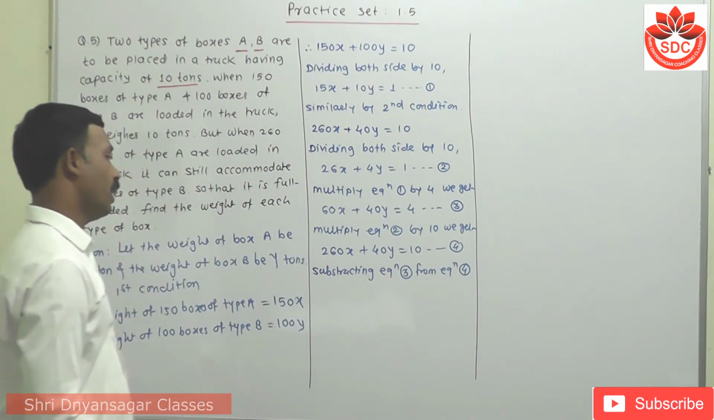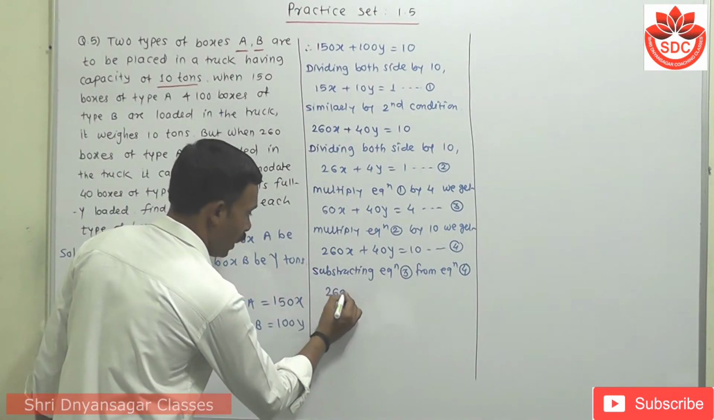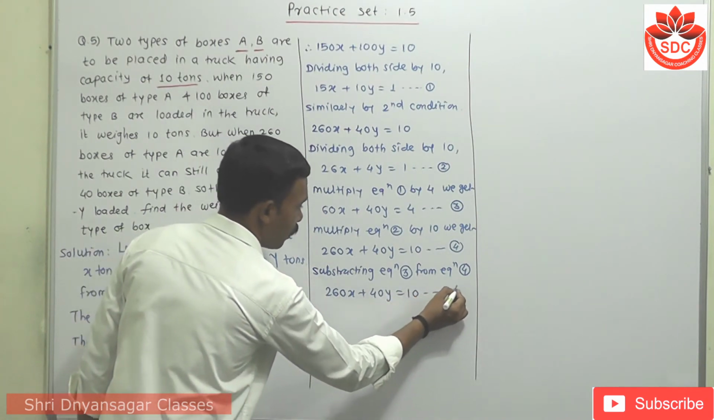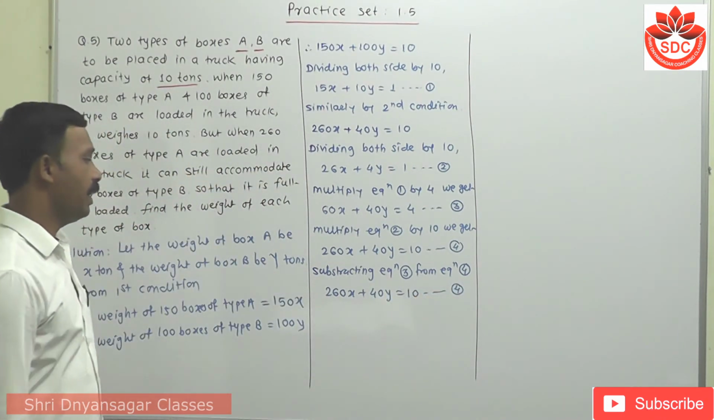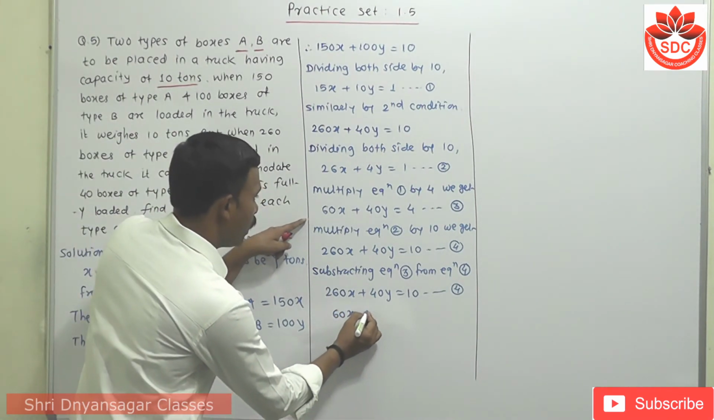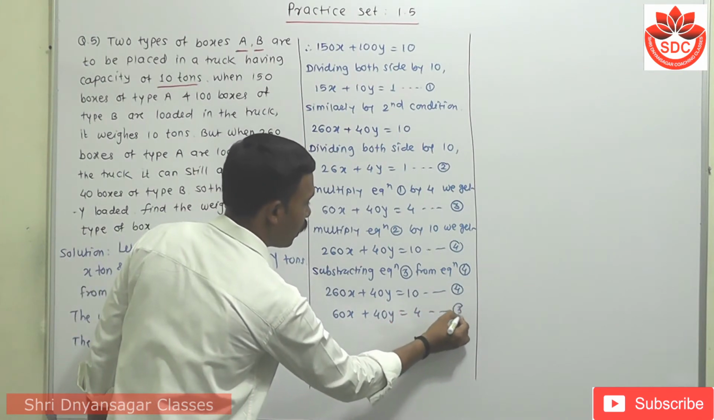Okay, then I will write first equation 4, meaning that 260x plus 40y is equals to 10. Equation number 4. Then we write the equation number 3rd, meaning that 60x plus 40y is equals to 4. This is equation number 3rd.